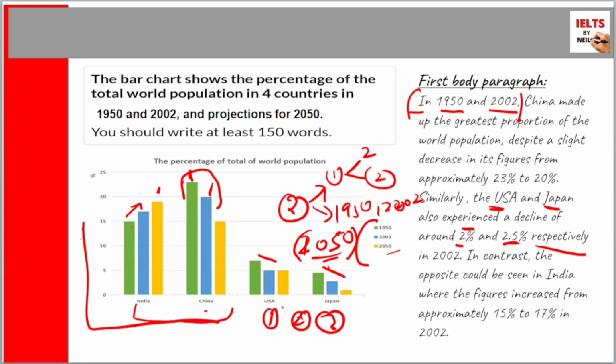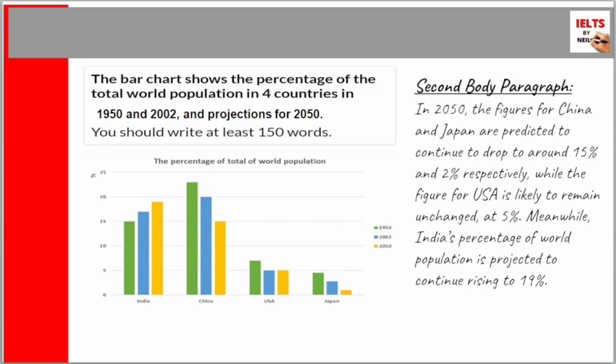So in the first body paragraph we have covered 1950 and 2002. Now let's move on to the second body paragraph, in which we are going to cover the predictions for the population for 2050. Here we go. The second body paragraph is talking about 2050. As you can see from the first word here, this paragraph is talking about the 2050 population. So let's just go through this.